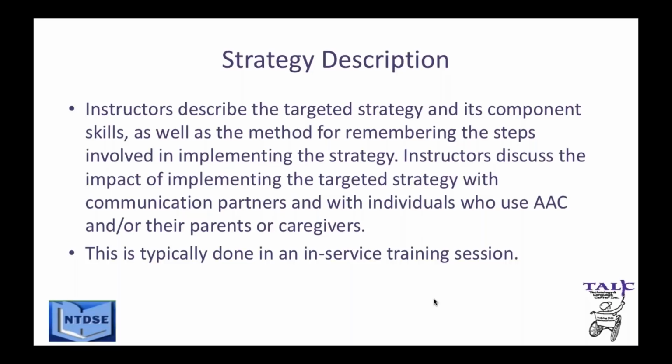And this is something that we typically do in an in-service training session. So we can't do the baseline videos, but we can do commitment to training in the in-service. And then we also begin to start describing partner-augmented input as a strategy.